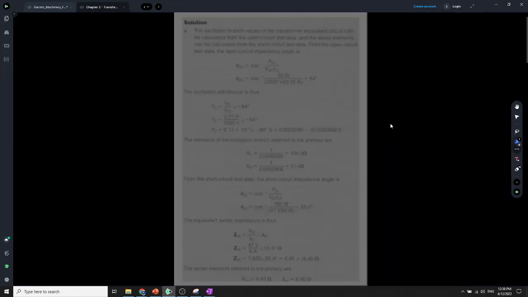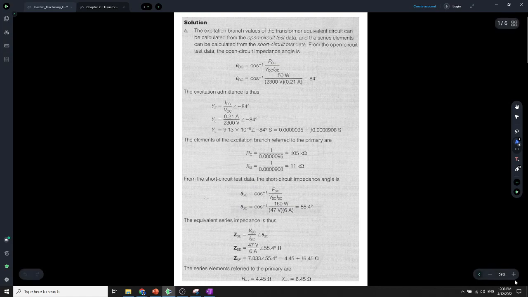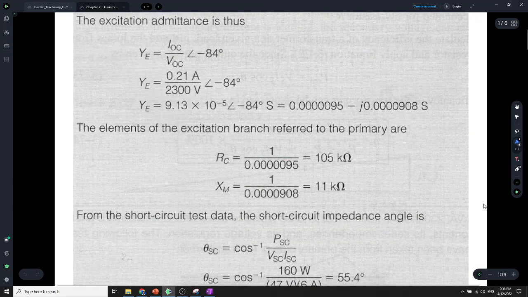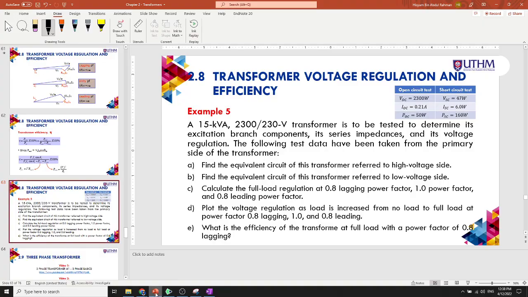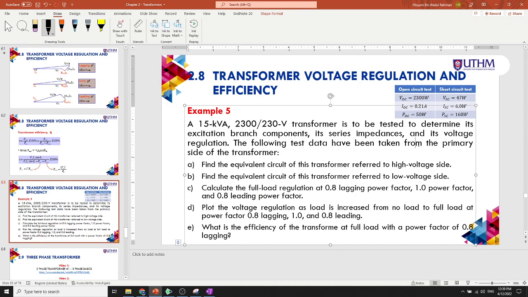Boleh faham tak untuk efisiensi ni? Boleh? Okay, it's good. Kena buat latihan, Doktor. Apa tadi? Afiq, kena buat latihan. Dah buat latihan? Kena buat latihan baru faham sikit. Betul, itu memang betul lah.